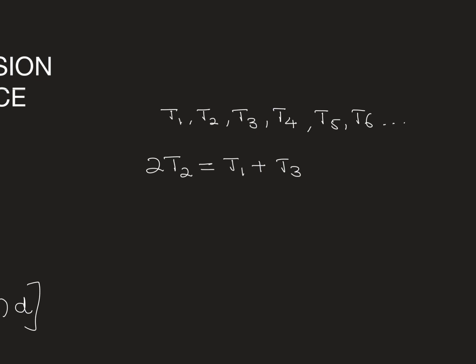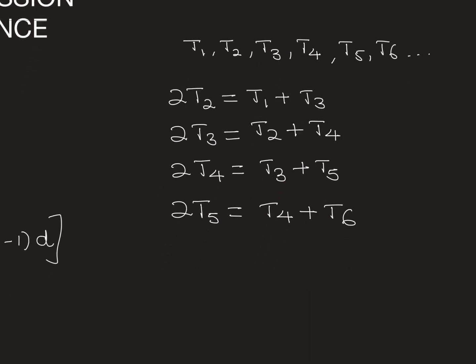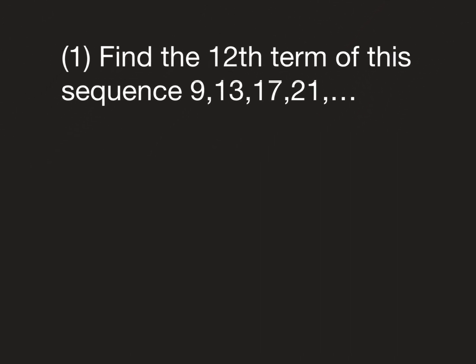Twice T3 is equal to T2 plus T4. And twice T4 will be equal to T3 plus T5. Twice T5 is equal to the sum of T4 and T6. So let's move on to solve problems.